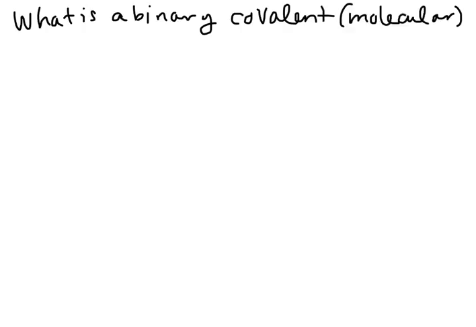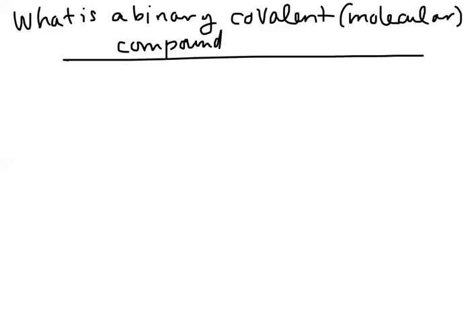So what is a binary covalent, otherwise known as molecular? You'll hear that, and that's what it is on your naming decision tree that I handed out on Monday. A covalent or molecular compound, they mean the same thing. Does anybody remember what I said a covalent compound would consist of as opposed to an ionic compound? Two nonmetals, at least two nonmetals. And in this case, because we're talking about binary covalent compounds, it will be two nonmetals.